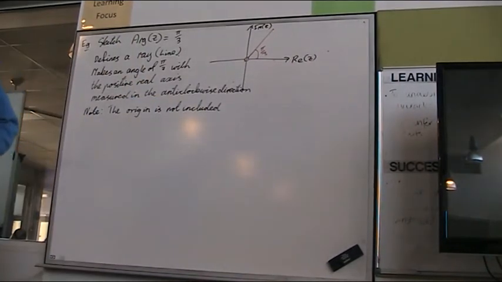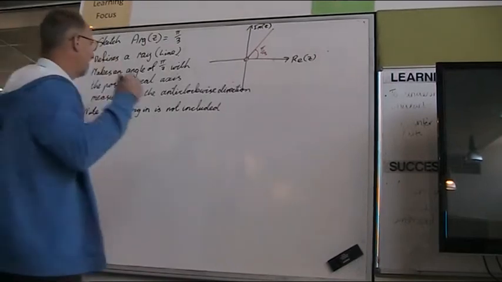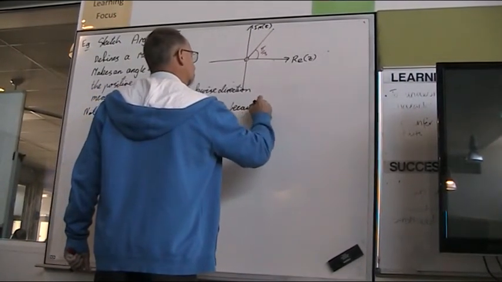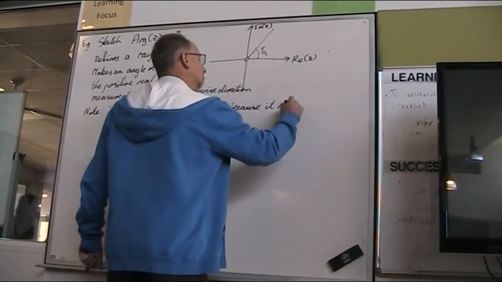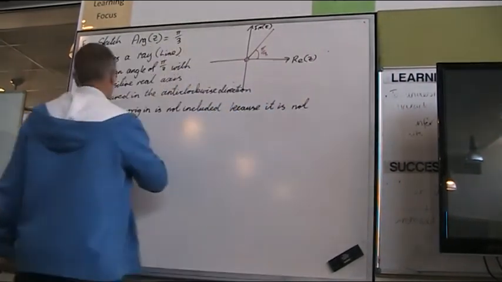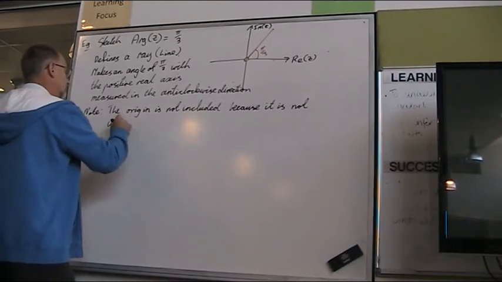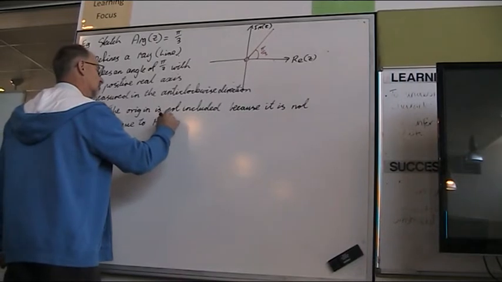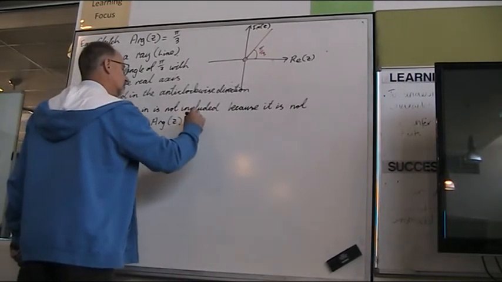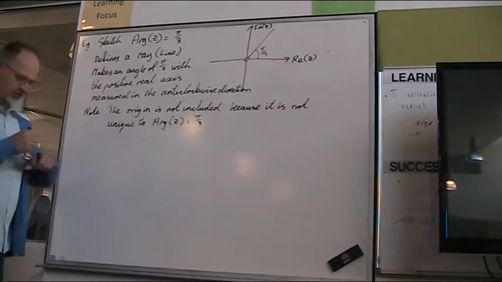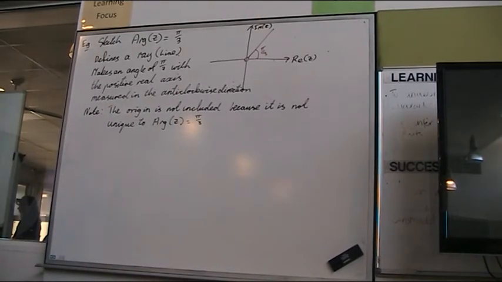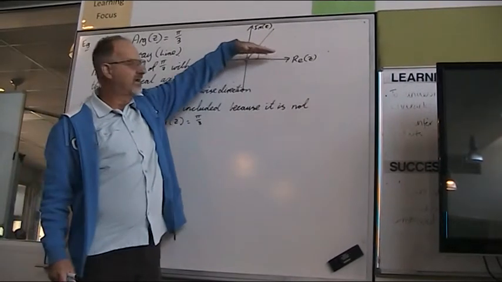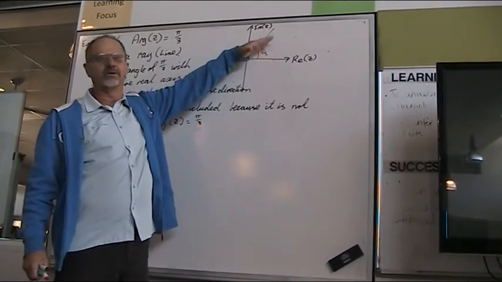Because, what have I written here? Because it is not unique. Oh, there you go, that's better than what I said before. So it's not unique to arg Z equals pi on 3. On this red line, the only way you can get to those is if you turn around pi on 3.